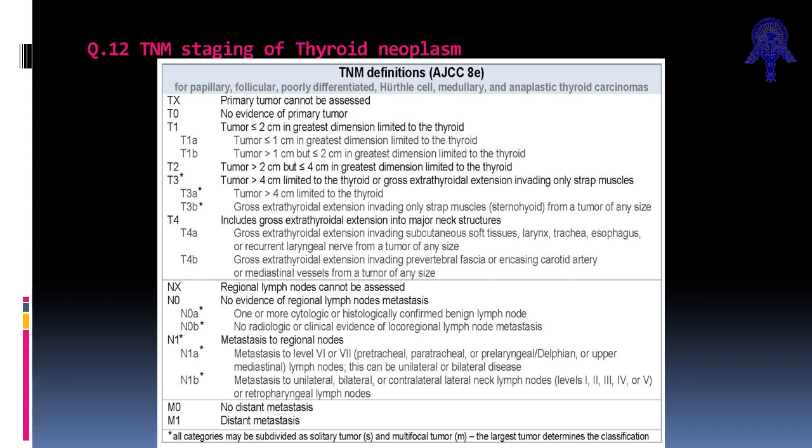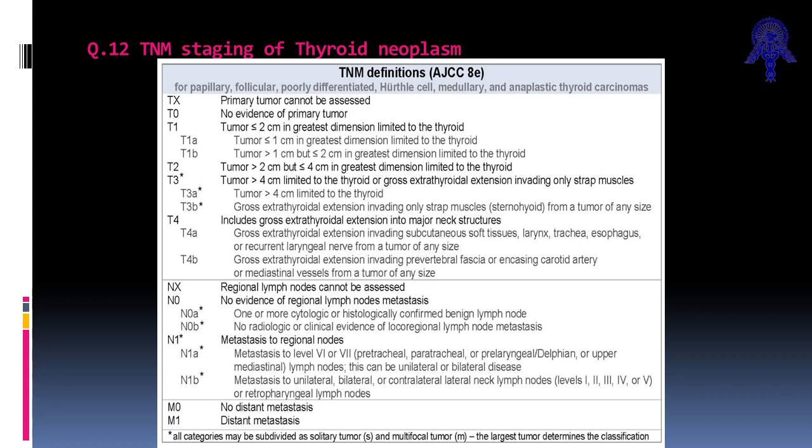T4 means it has gone outside the thyroid gland, further divided into 4A and 4B. 4A means structures just adjacent to the thyroid gland are invaded, like trachea, esophagus, recurrent laryngeal nerve, larynx, right? These are the structures in the immediate vicinity of the thyroid gland. Hence, T4A is trachea, esophagus, recurrent laryngeal nerve, larynx. 4B means structures which are invaded actually make the condition inoperable.